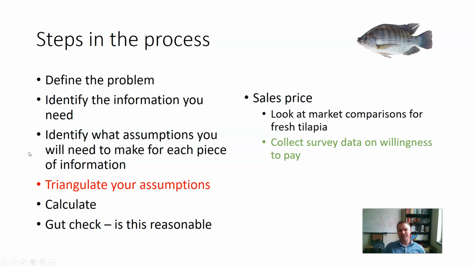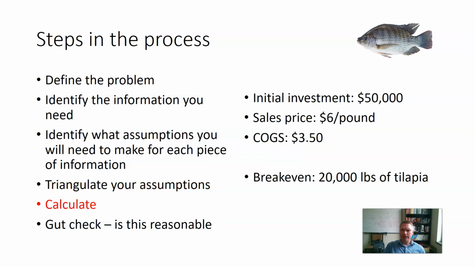Once I've gone through all my assumptions carefully, and I've triangulated them, then I can go ahead and calculate. So let's just say that I did all that work. I didn't for the sake of this video, but let's say I did, and let's say I came up with an initial investment of $50,000, and an initial sales price of $6 a pound. I know my cost of goods sold is $3.50. Well, then the calculation is pretty straightforward, and I know that I can break even by selling 20,000 pounds of tilapia.